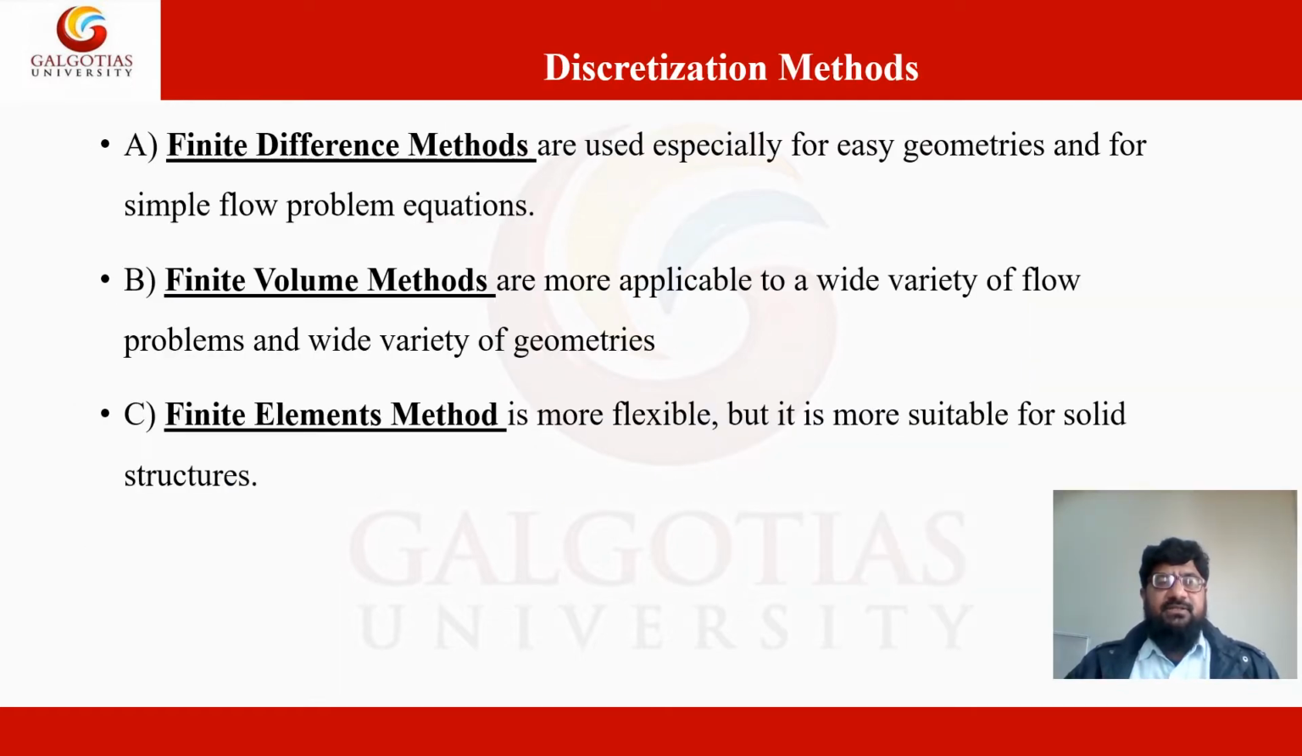So basically there are three types of methods to discretize our governing equations. The first is the finite difference method, in which we replace the derivative terms by their algebraic equivalent. The finite difference methods are very easy to code, very easy to implement, and they have excellent accuracy. But they are usually used for Cartesian coordinates, and in some cases we can modify the equations by transformation, and then we can apply the finite difference method on curved surfaces also.